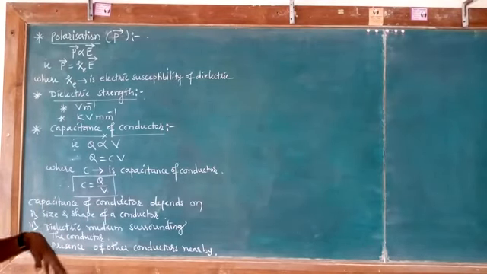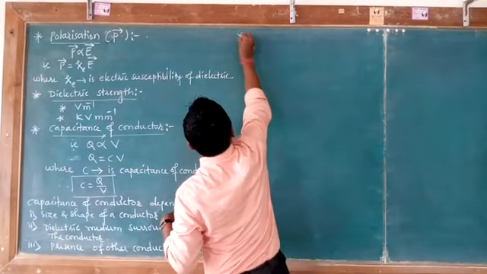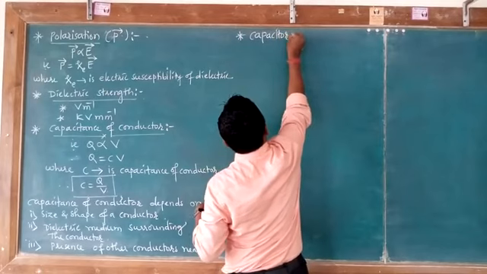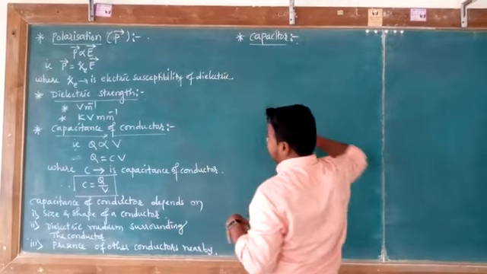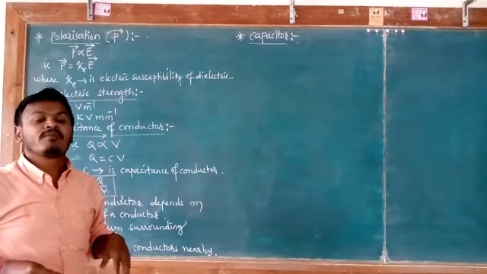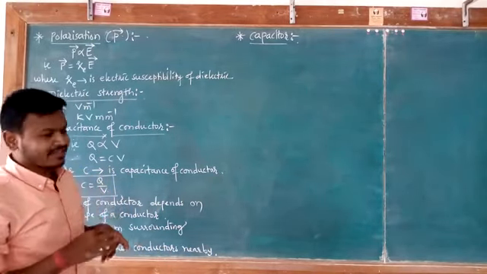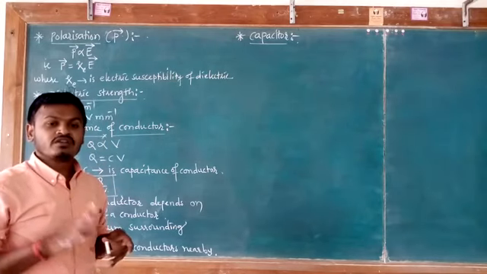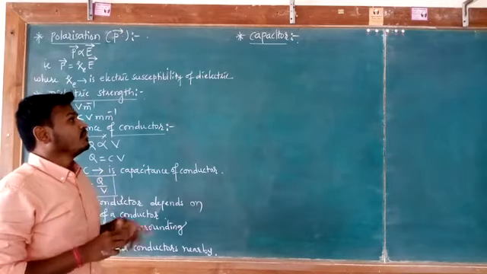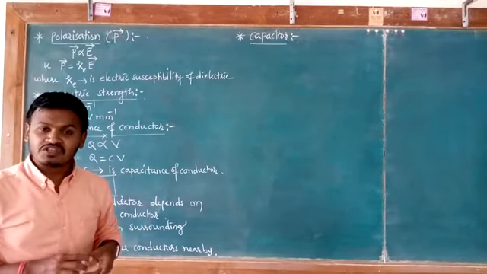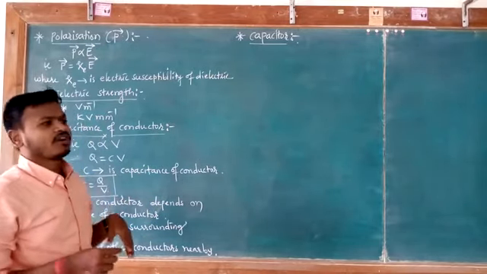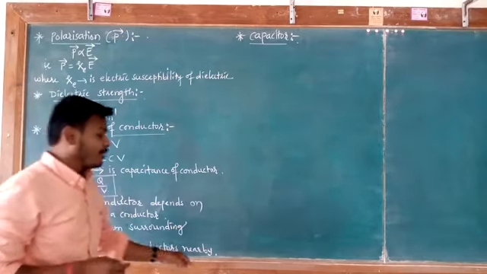And the next factor, from your syllabus point of view, is the term capacitor. Capacitor means what? A system of two conductors separated by an insulator is known as a capacitor. In other words, the circuit device used to store electric energy, or else the device used to store electric charges. Simply, that device is known as a capacitor.